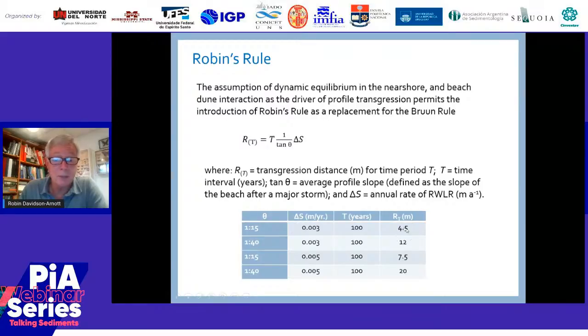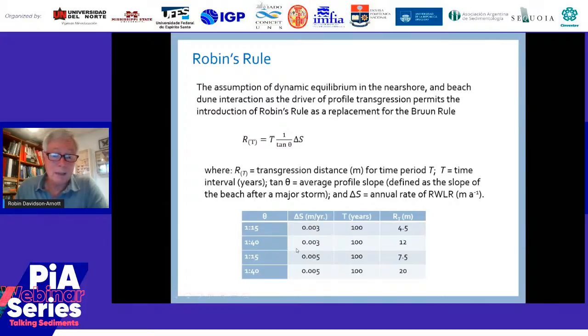So those are not very big numbers. And these are the current rates of sea level rise, so we can predict, assuming these rates stay the same, that for most sandy beach systems, the retreat rate will be 12 meters or less. That's what Robin's rule predicts. And that's only for the sea level rise component.